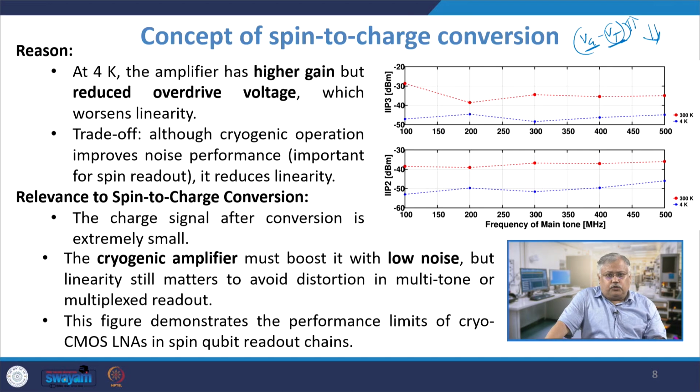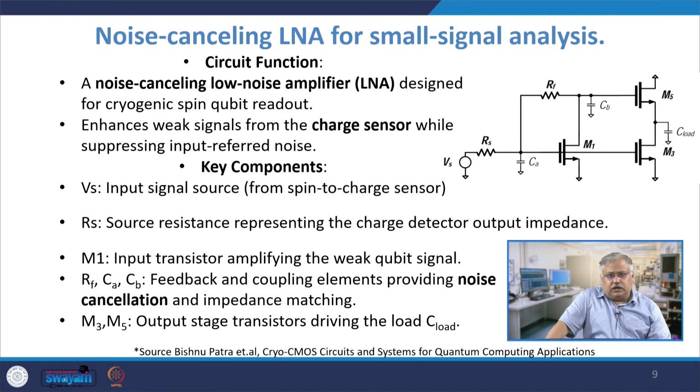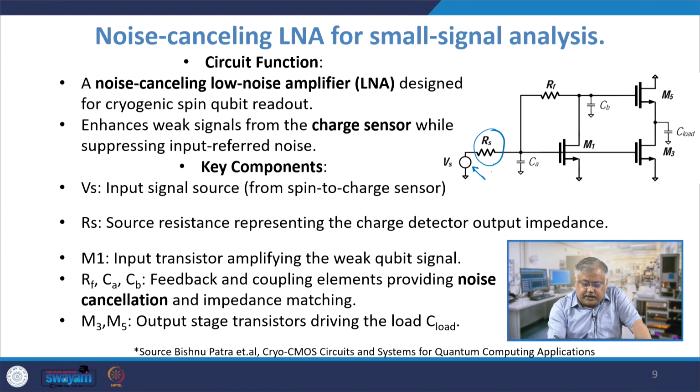Okay. So let us look at the various other concepts here, and this is basically a noise cancelling LNA, a low noise amplifier, from small circuits. As you can see, this is the source resistance RS, this is the input source voltage, a sinusoidal voltage which we insert, this is my feedback resistance, this is the capacitance which is available to me, and this is basically an inverter with a C load.